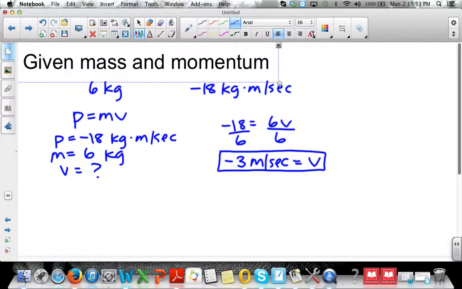And remember your negatives. That was in the reading. Velocity has direction, so that means that momentum has to have a direction. So it's going to be either positive or negative, and it's important that you have that sign in there.